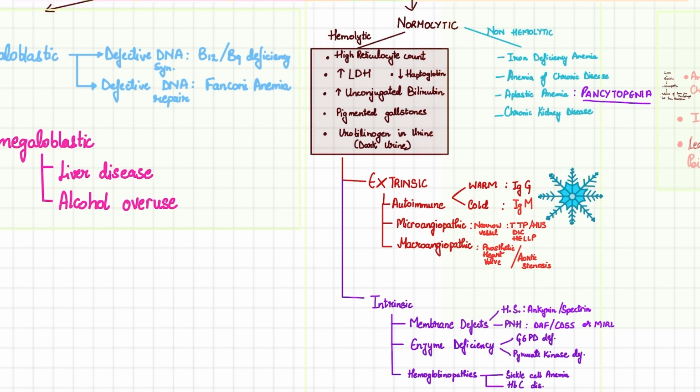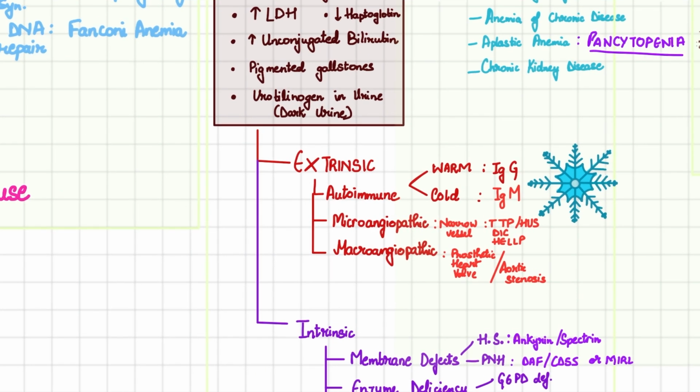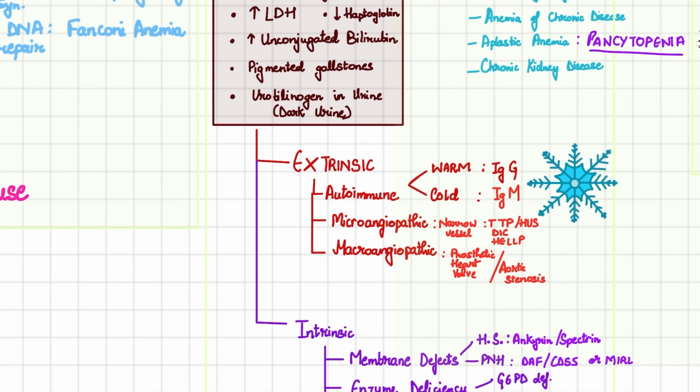When we think of extrinsic, it is happening outside the red blood cell. So it could be something related to the vessel, like microangiopathic type of hemolytic anemia. If you think, it is because the vessel is very narrow. For example, in obs-gynae we study HELLP syndrome, right? So hemolysis is a crucial feature.